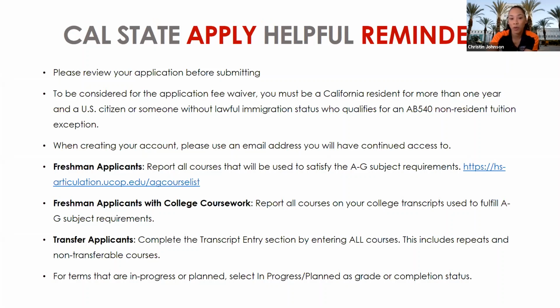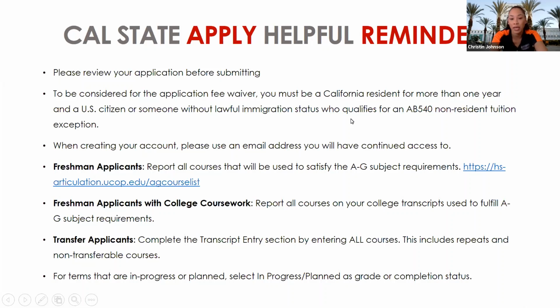And then there is a website that I've listed there. If you're curious and not sure if a course is A through G or not, you're able to go to this website, which is ucop.edu, and it will tell you what classes constitute A through G coursework for your particular campus. Also, you do want to report all the courses on your college transcript if you have any college credit as a high school student, and then you would want to make sure that you match those to the appropriate A through G area.